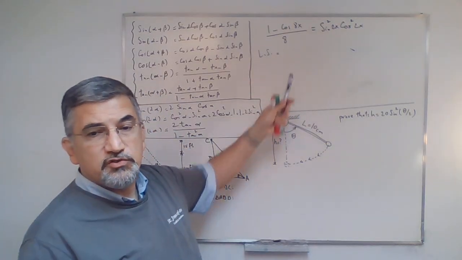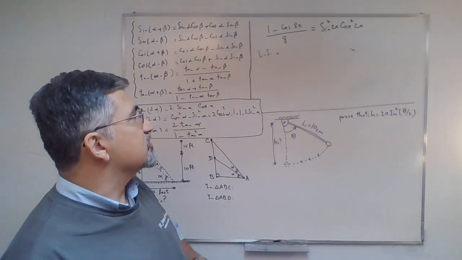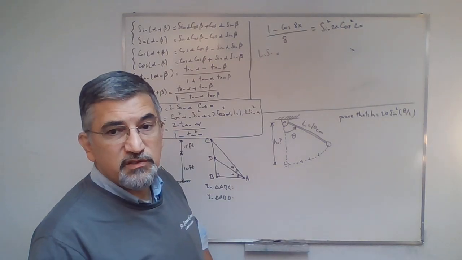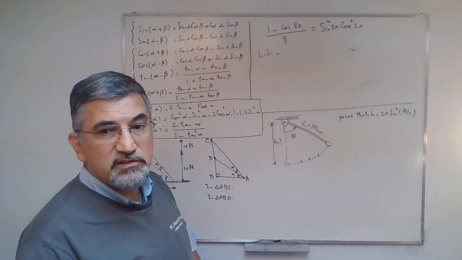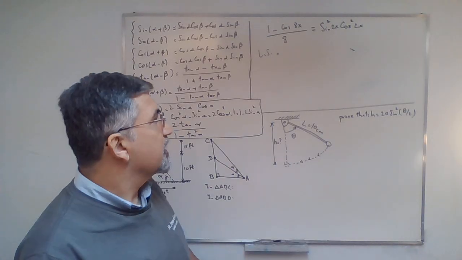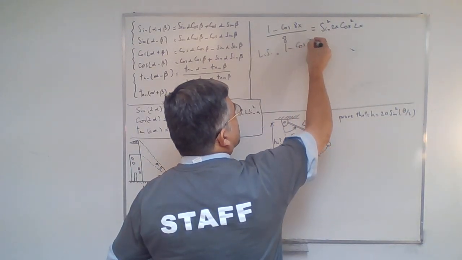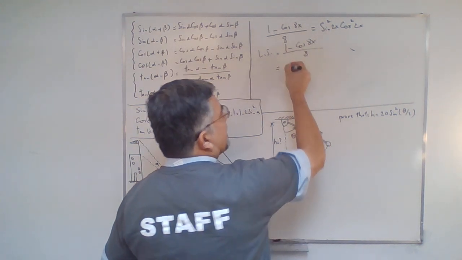First, we're going to prove a trig identity. The left-hand side is (1 minus cos of 8x) over 8, and we have to prove that it's equal to sine squared of 2x, cos squared of 2x on the right-hand side. So I start with the left-hand side: (1 minus cos of 8x) over 8.